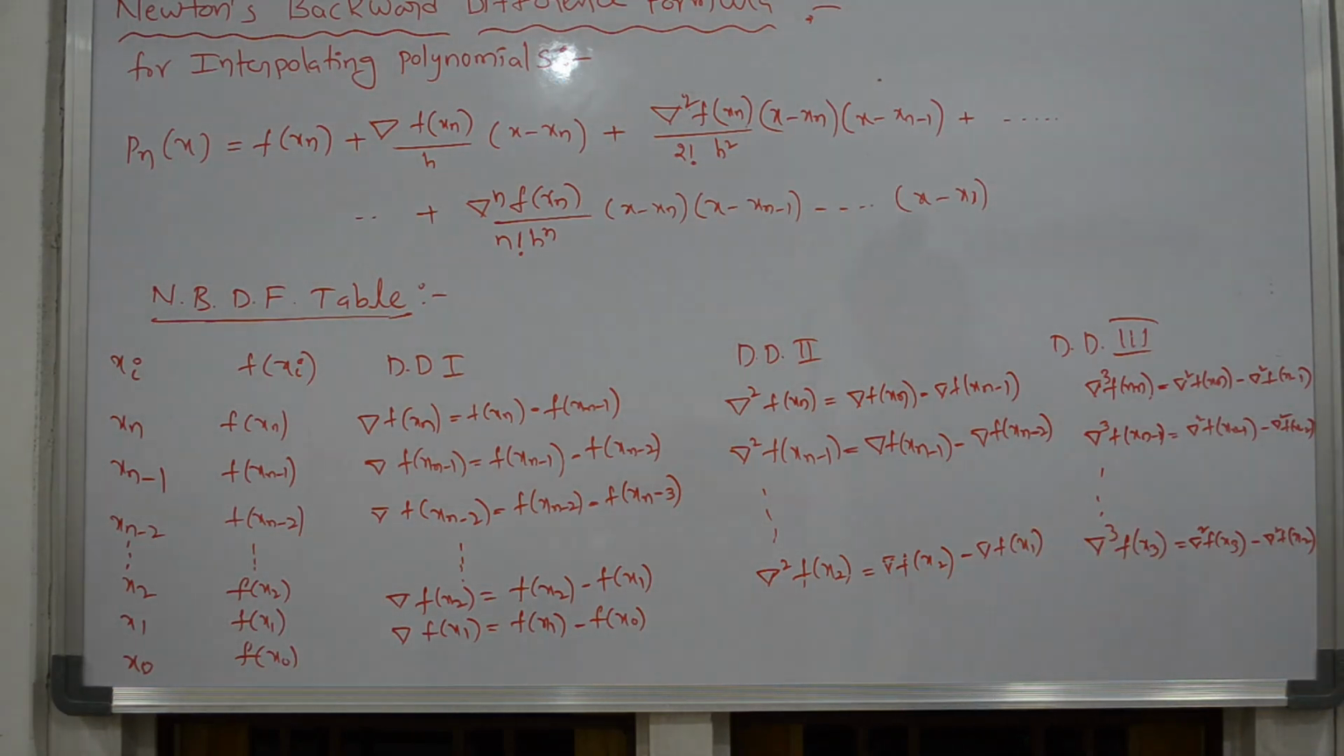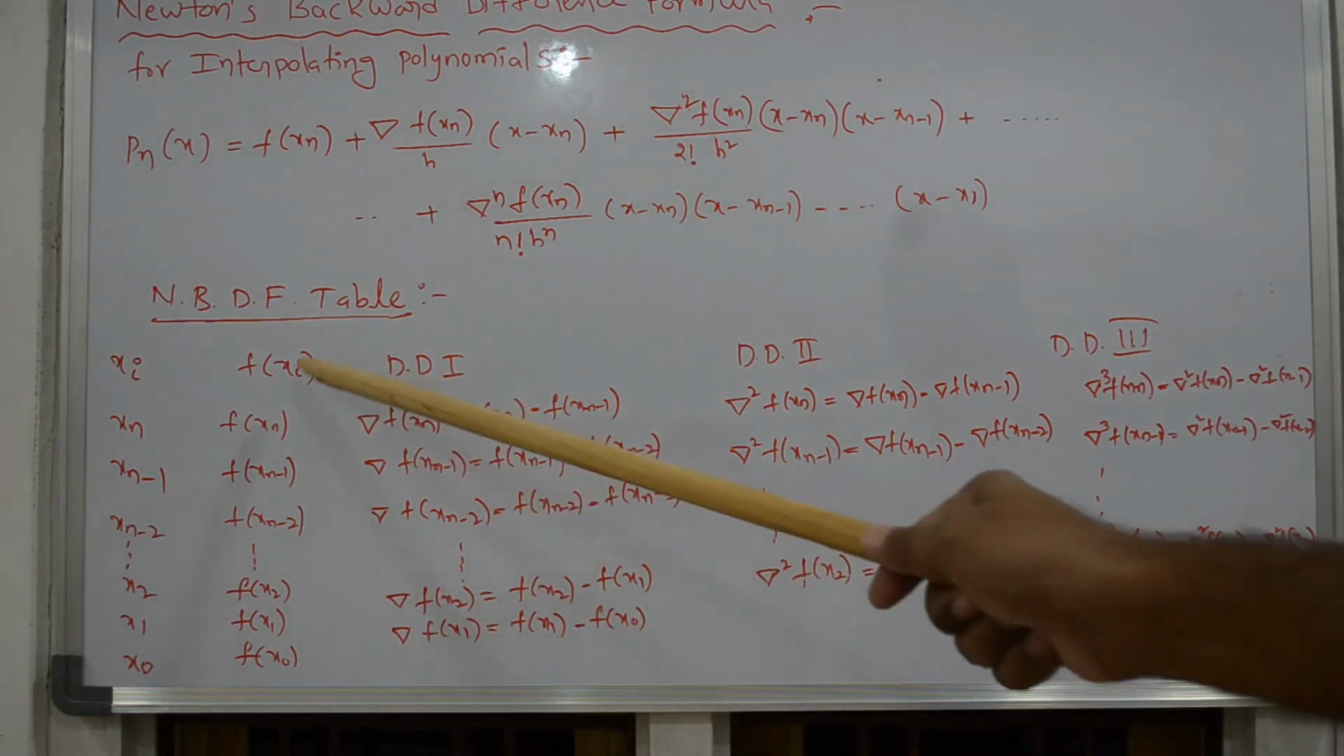Next, divided difference 3, which we denote as delta cube. So delta cube f of xn is equal to delta square f of xn minus delta square f of xn minus 1. The difference of these two gives delta cube. Similarly delta cube f of xn minus 1 is equal to delta square f of xn minus 1 minus delta square f of xn minus 2, and so on. Delta cube f of x3 is equal to delta square f of x3 minus delta square f of x2, and so on. We have to find up to the nth divided difference.